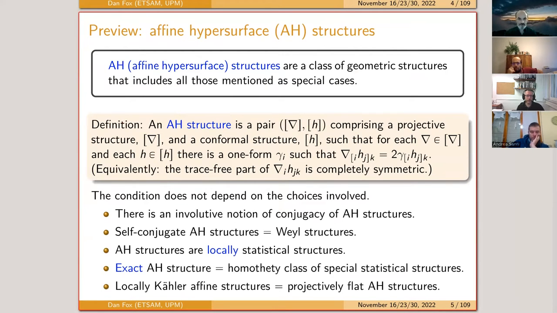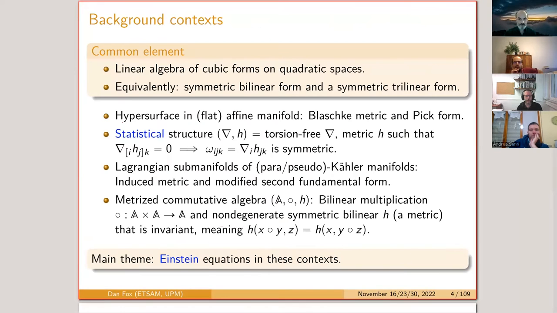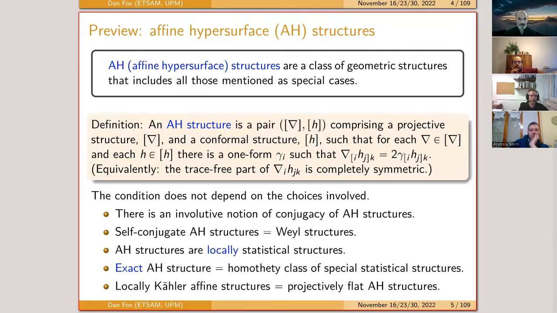But the general structure that subsumes all of these preceding structures is what I'm going to call, this is my terminology, maybe not the best terminology, but I'm habituated to using it, so I'm going to inflict it on the audience, AH, which abbreviates affine hypersurface structure. And it's apparently a very general class of structures. It's a pair comprising a projective structure and a conformal structure, so that for every representative of the projective structure and every representative of the conformal structure, there's a one form, so that it's almost a statistical structure up to a one form.